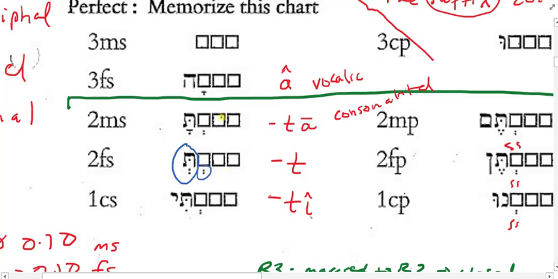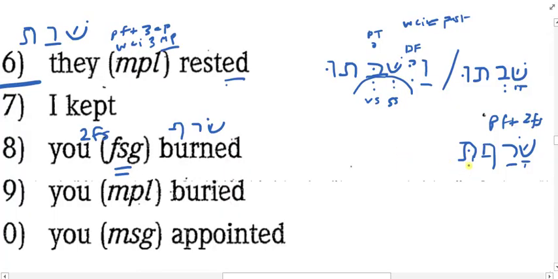You see? So let's go back. Okay, so I'm going to put a tav with a silent shava here. And then the pe needs a silent shava. But this was a final pe, but now that I've added an ending, it's no longer final. So it has to become non-final pe, right? So we've got to switch that back to the non-final pe. And then I need a silent shava there. So that's the form. Saraf.